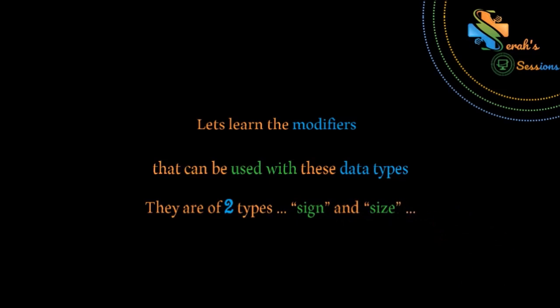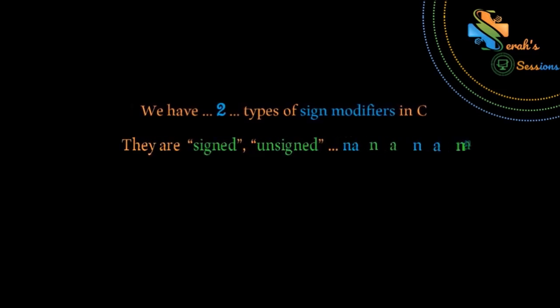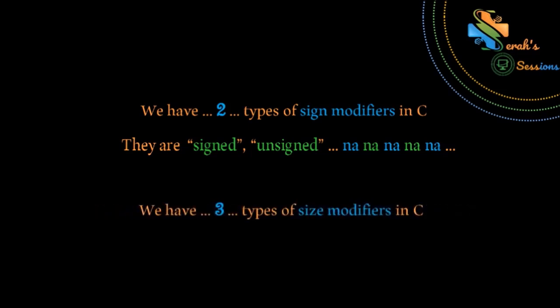Let's learn the modifiers that can be used with these data types. They are of two types, sign and size. The sign modifier can be used with int and char, and the size modifier goes with double and int. We have two types of sign modifiers in C. They are signed and unsigned. We have three types of size modifiers in C. They are short, long, and long long.